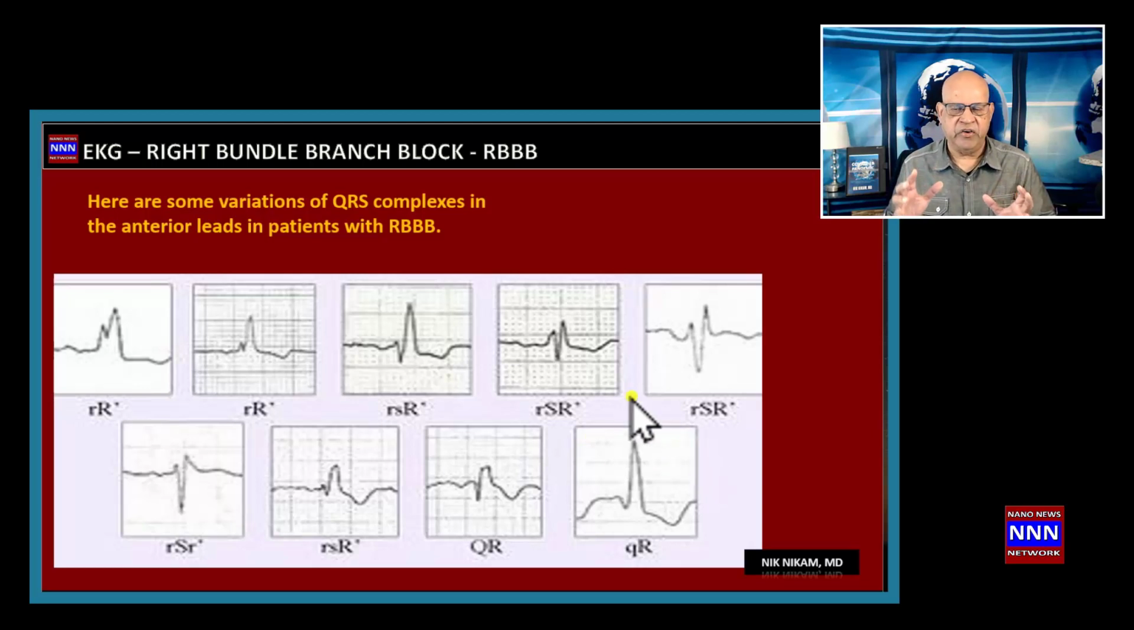If you're looking at an electrocardiogram, you're not going to see the classic M pattern, rabbit ear, small ear, big ear pattern all the time. So you have to keep in mind, here you have a QR complex, but still the increased duration with the discordant ST changes. This is also an example of right bundle branch block. So keep these things in mind as you look at them.